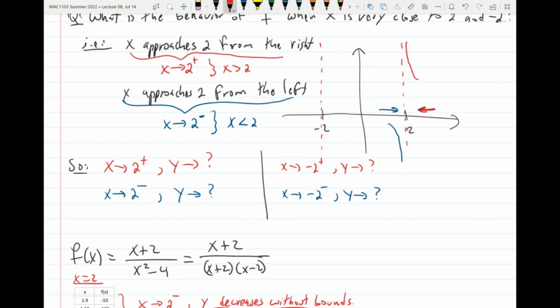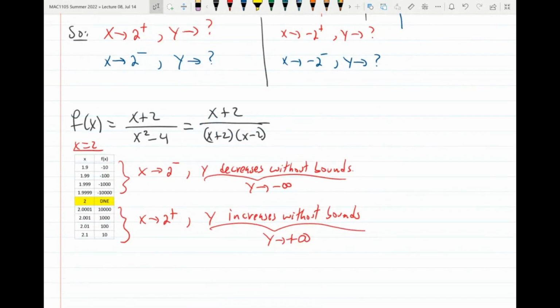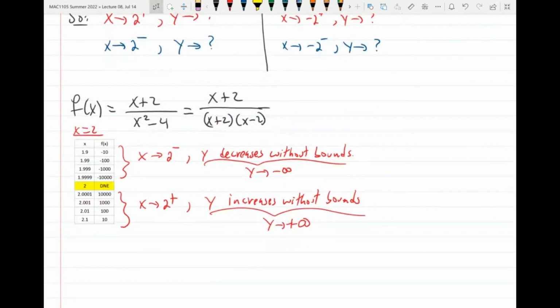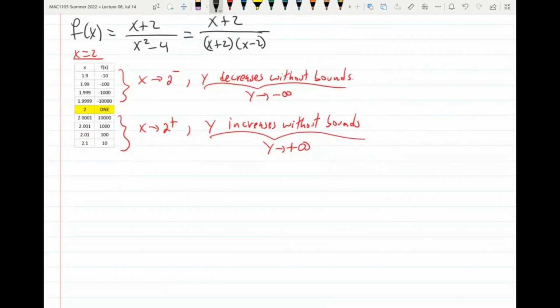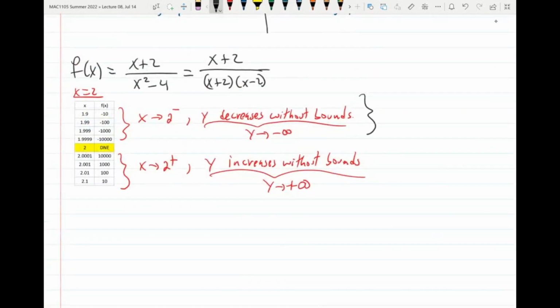Let's see if we can analyze that. What if you didn't want to rely on the table? How can we analyze that? If you're very close to 2, what will this function approach? When x approaches 2, let's say from the right, let's do this analytically. Here we have the function f of x, which is x plus 2 over x plus 2 times x minus 2.